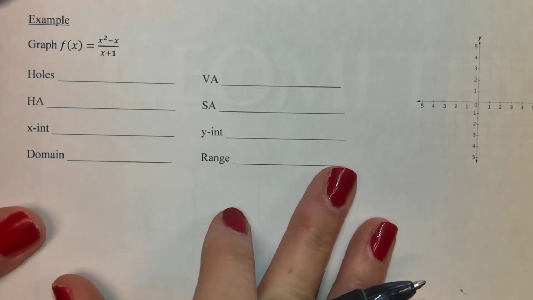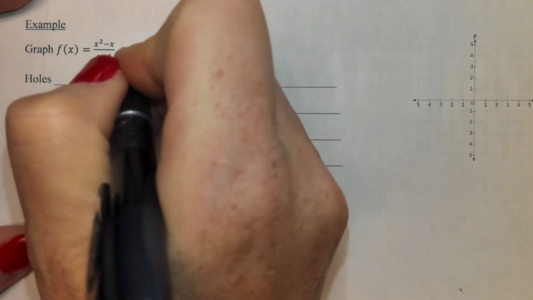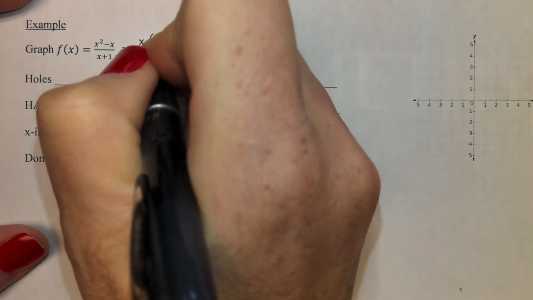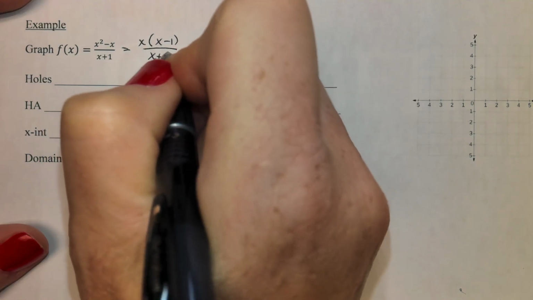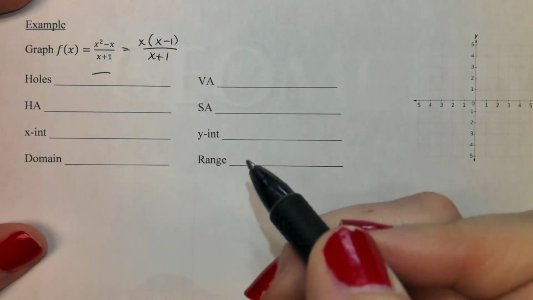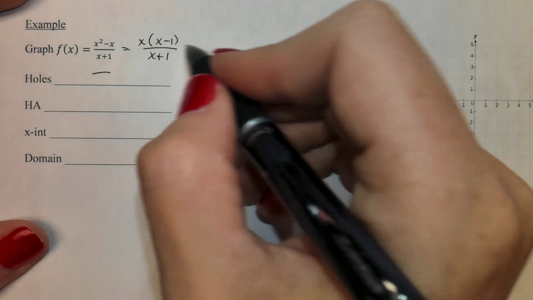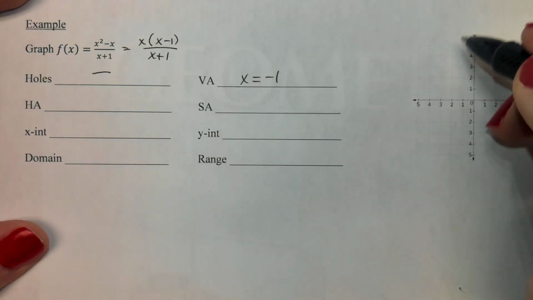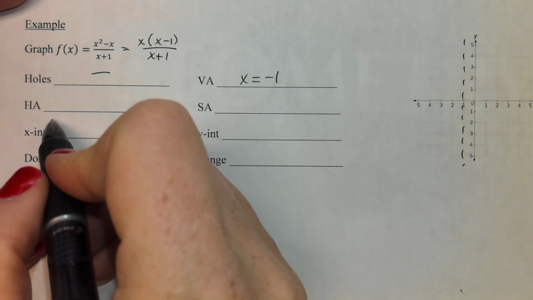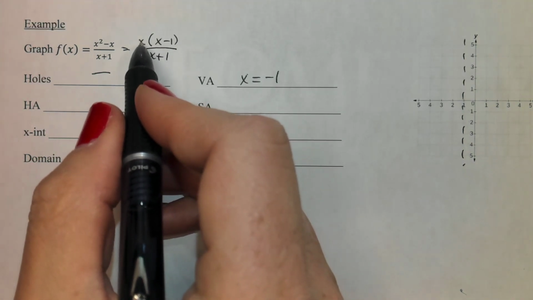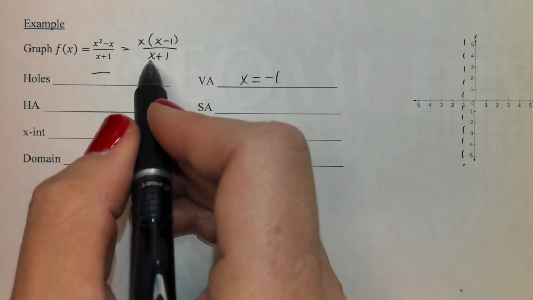All right, so let's do one more. Looks like on top I can't factor that, but I could take out an x, and then they would have an x minus 1 on top, x plus 1 on the bottom, so nothing cancels, no holes. Vertical asymptote is when the bottom equals 0, so that will be negative 1. And then horizontal asymptotes depend on where the highest power of x is. There are two x's on top and only one on the bottom.